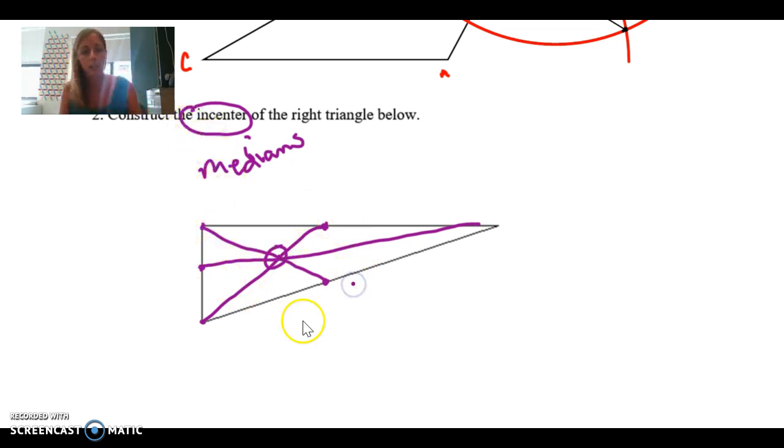So again, I don't want you to do what I just did. I actually want you to construct the midpoints. That's important. You're not going to get full credit unless you actually do the construction. And so go ahead and finish that up, and I'll see you tomorrow.